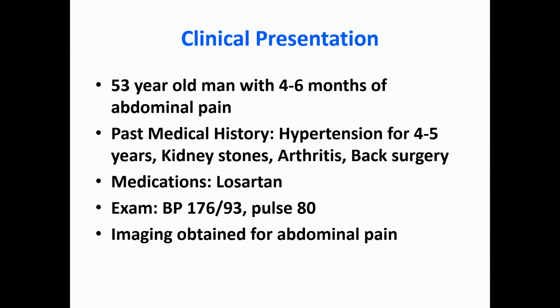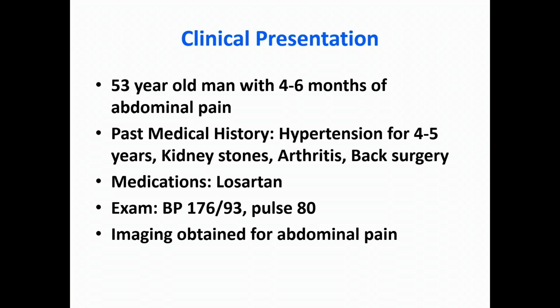So in terms of a patient that I had seen recently in my clinic, he was a 53-year-old man who had about 4 to 6 months of abdominal pain. His past medical history includes hypertension for 4 to 5 years. He also has a history of kidney stones, arthritis, and back surgery. His only medication is losartan, and his exam is notable for significant hypertension, blood pressure 176/93.